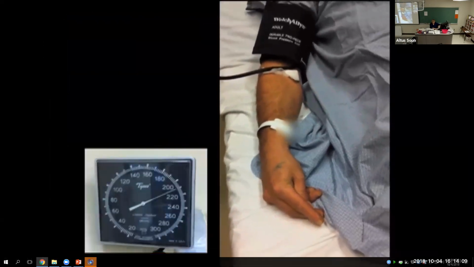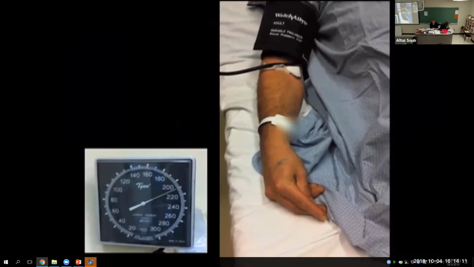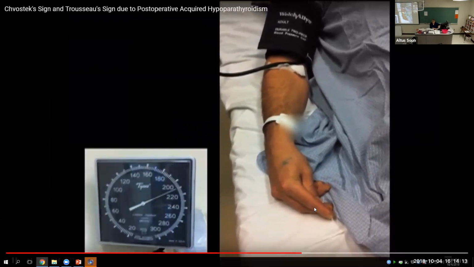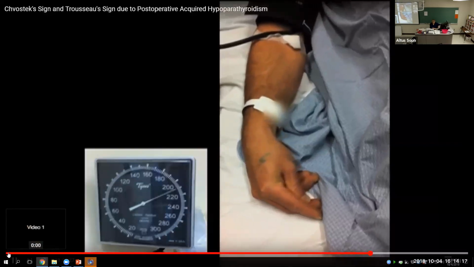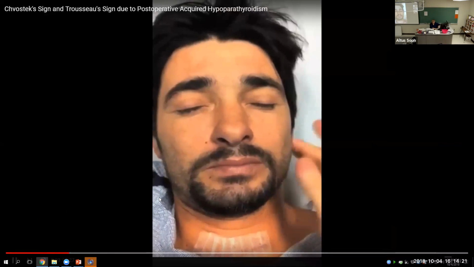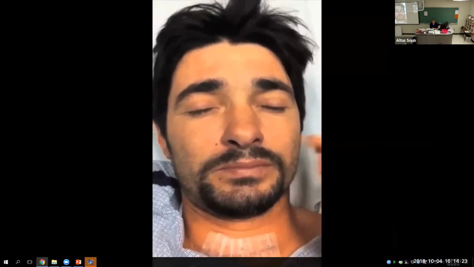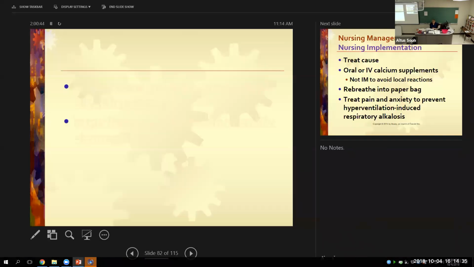This is the Trousseau sign again. And see how that hand's kind of starting to spasm? I want to do this. Let's do that one real quick. This is the Chvostek sign. Okay, and it looked like he had just had some type of thyroid surgery. So you have to monitor that in your patients, especially after thyroid-type surgery.